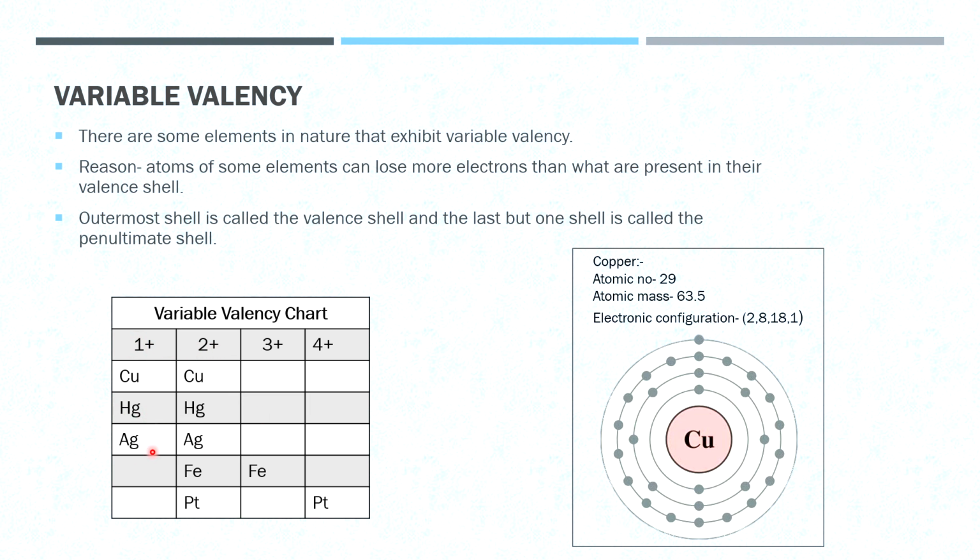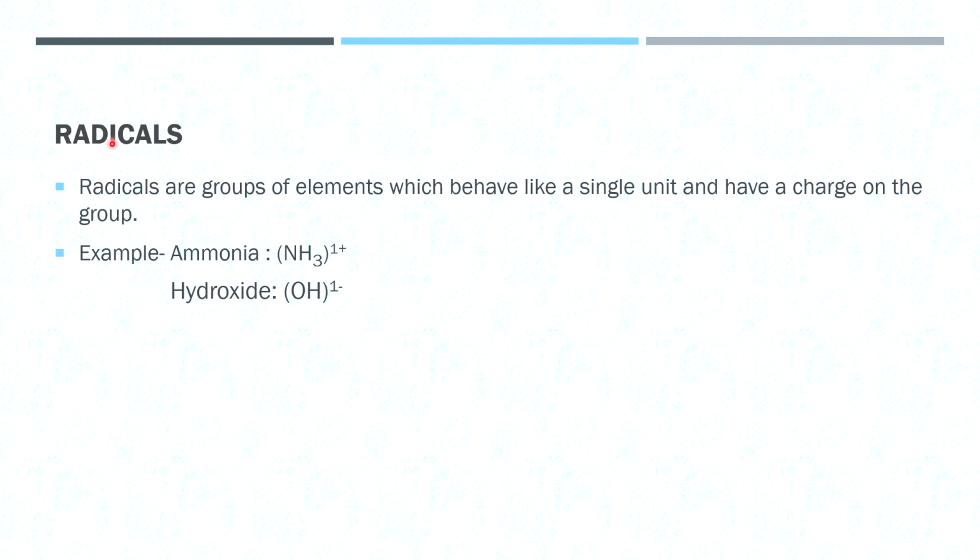Then in a similar fashion, even hydrogen, silver, iron, platinum, all of them have variable valency. There are some more elements too. It usually occurs for metals.